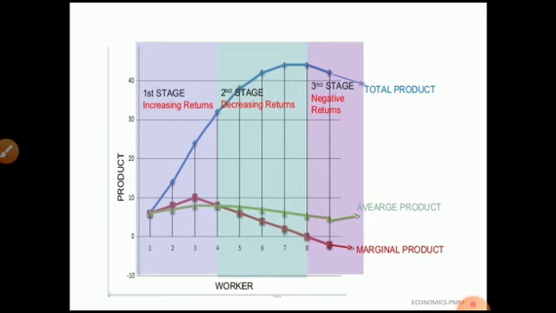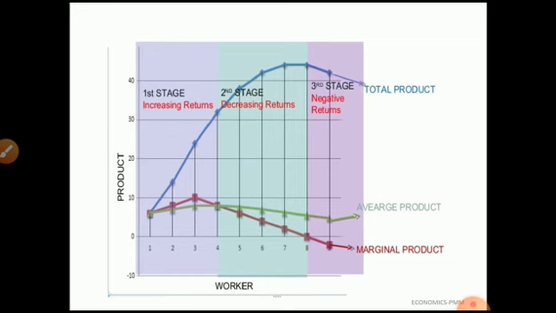First stage, increasing returns. The blue line shows the total product is increasing. Then the red line, average product, is also increasing. And the green line, marginal product, is also increasing. As the producer goes on employing additional units of labor to the fixed inputs, land and capital, the total product, average product and marginal product start changing. In the second stage, total product is increasing but at a decreasing rate. Similarly, average product and marginal product start declining. So it is called diminishing or decreasing returns.